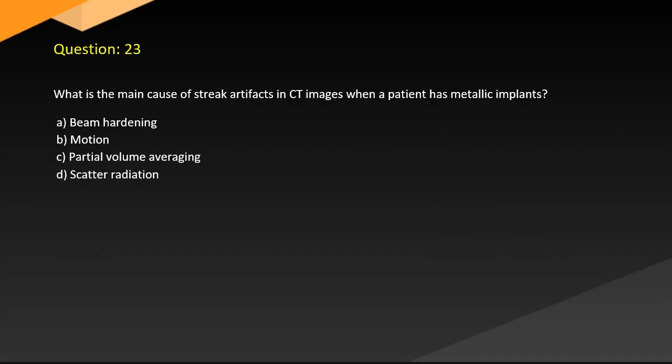Question 23. What is the main cause of streak artifacts in CT images when a patient has metallic implants? A. Beam hardening. B. Motion. C. Partial volume averaging. D. Scatter radiation.